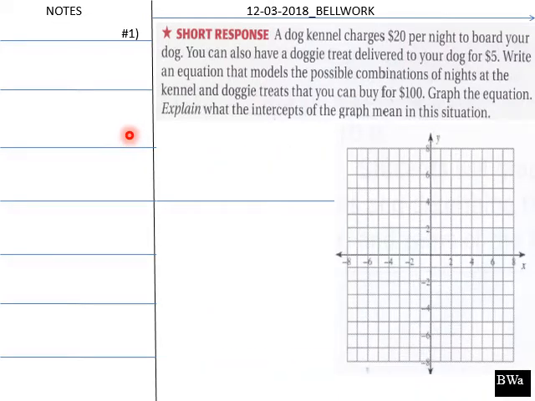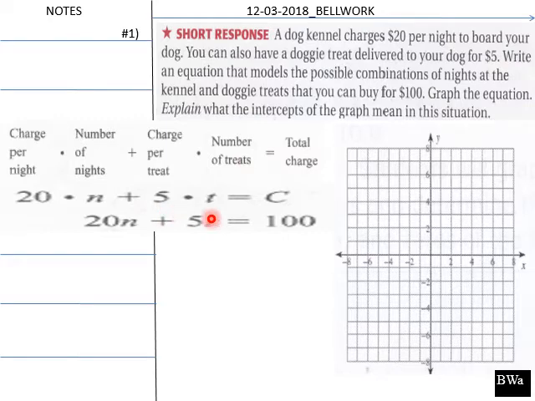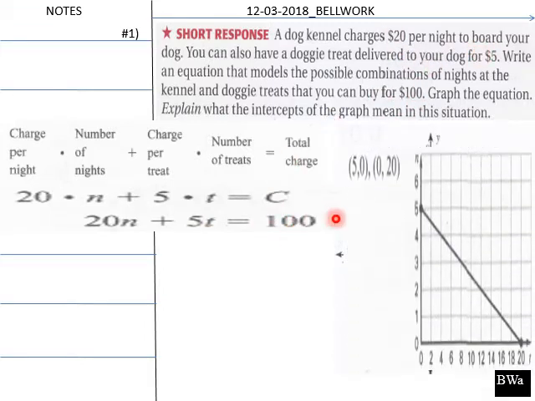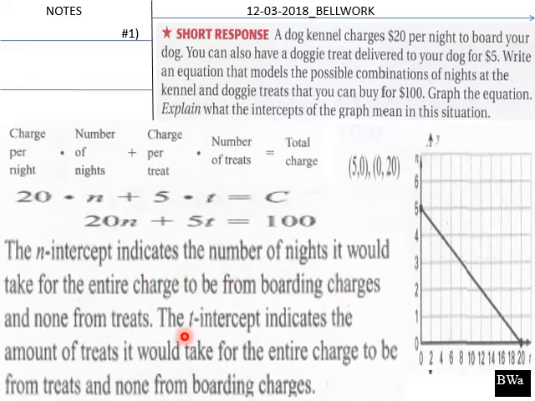Welcome back. We're going to graph your equation, but first we have a verbal model to write an equation: 20n plus 5t equals 100. And then here's our graph. We're in quadrant 1, and here is a falling line that shows different costs for different combinations of services provided. The number of nights and the t-intercept indicate treats.